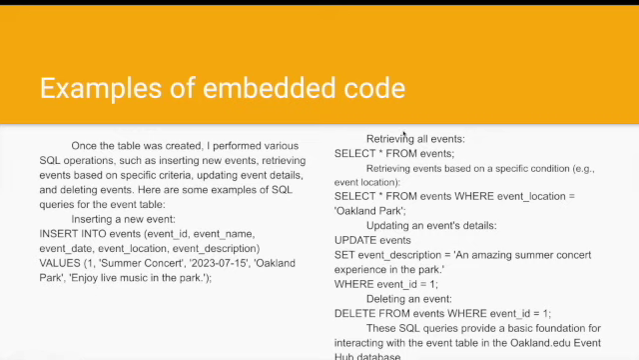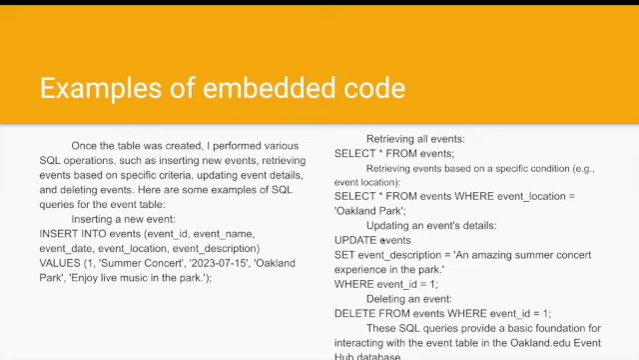Now, retrieving all events. So when you want to see some events and where they're at, select from events, and then retrieving events based on specific conditions. Example, event location. So if you want to see where the location is, I embedded this code, which is select from events where event location, which goes to, of course, Oakland Park, which is what we stated right here.